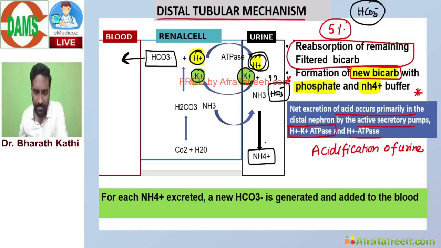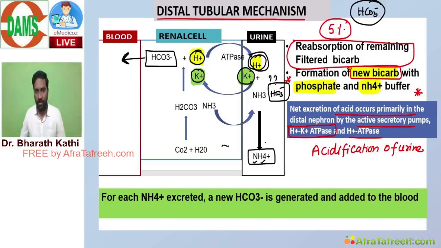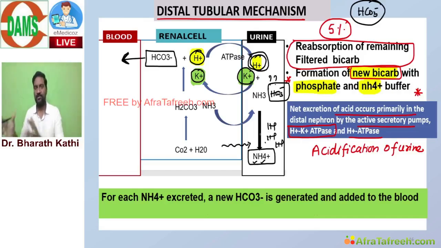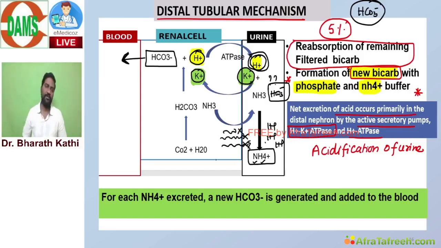Because H plus will be bound with NH3 and there will be NH4 formation. Because there is NH4 formation, there will always be a constant gradient. See, if there was no NH3, H plus will be in the urine. So because of that, the H plus in the urine increases, and the H plus from the body which has to go out will not have a concentration gradient.